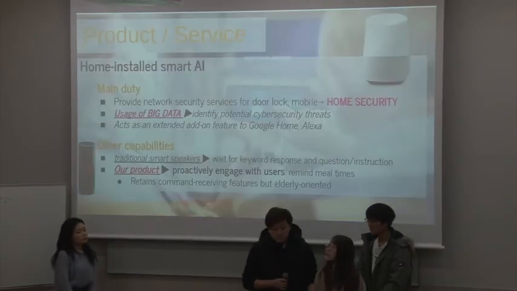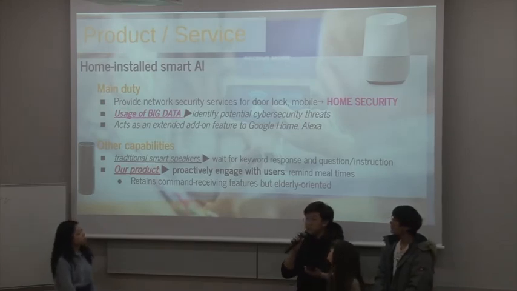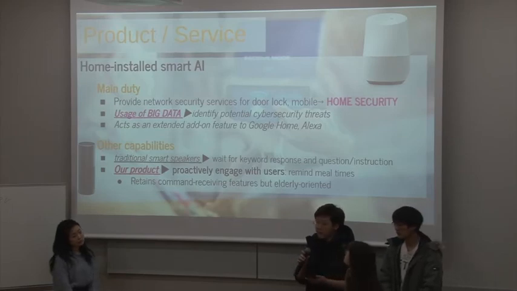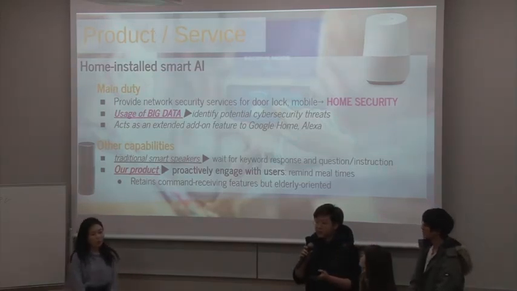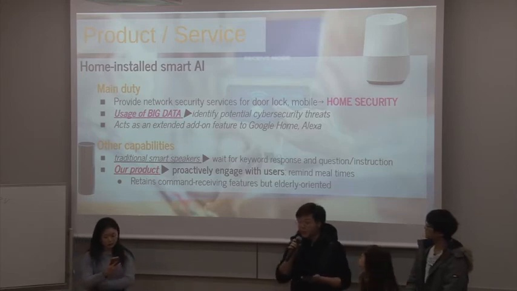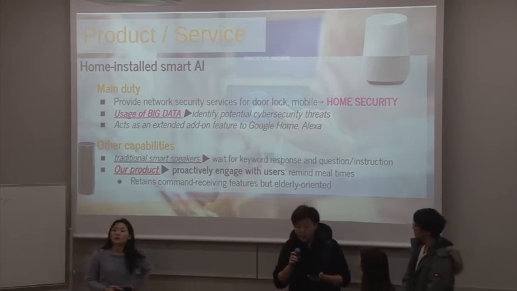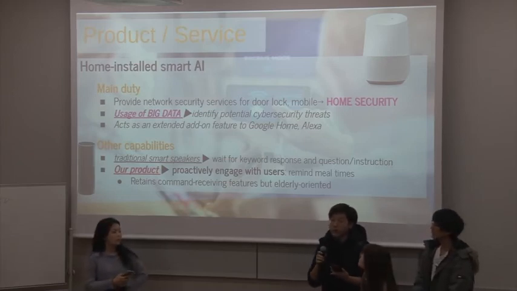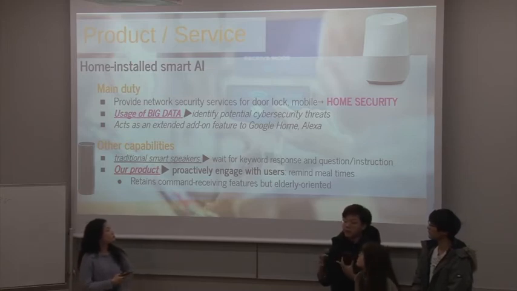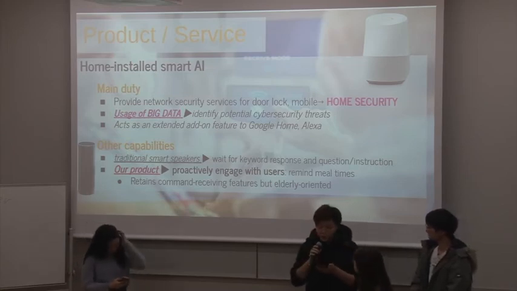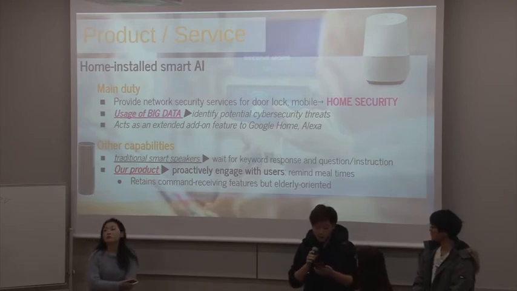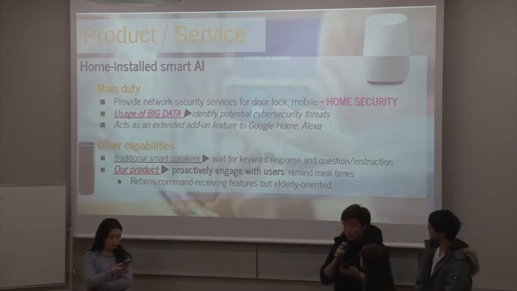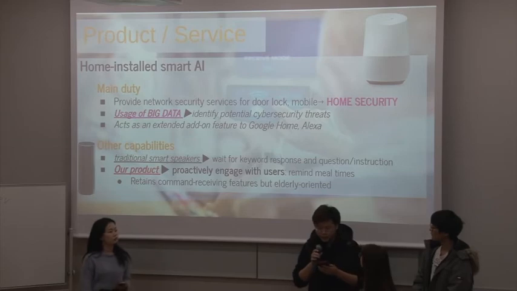Next slide, please. So our product is a multi-purpose smart home AI, but it is not a standalone independent device. It is an add-on extension feature to current existing things like Alexa and OK Google. Its main duty is to serve as home security. When you connect it to your home devices and other smart devices in your home, it connects to your door lock and intercoms for facial recognition, and it also serves for website monitoring and guides to installing antivirus and anti-malware.